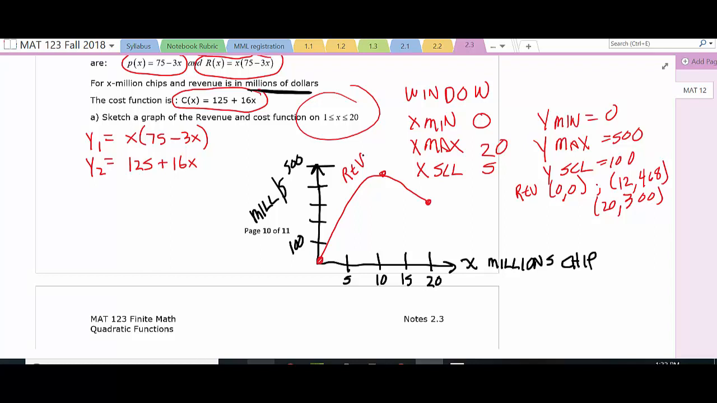Now, for your line, for your cost, I'm just going to get 2 points. It's a line, so I'm going to look at 0 and I'm going to look at 20. I'm going to look at the beginning and the end. So if I look at my table, for 0, I'll have a 0.0125. And then for when you go down to 20, on that cost, we're going to see 445. And again, I'm getting that from column X and column Y2.